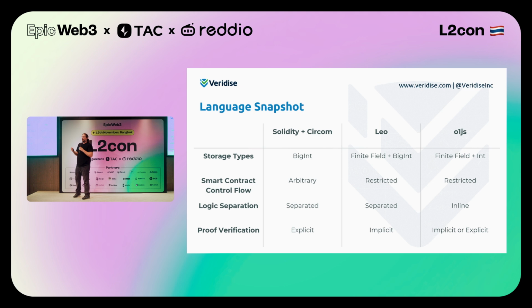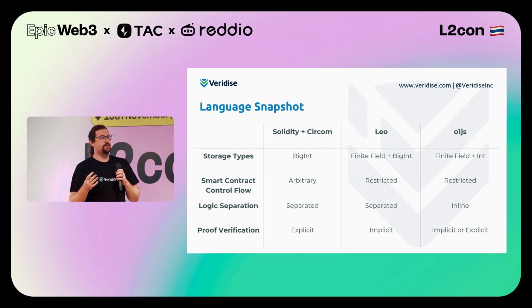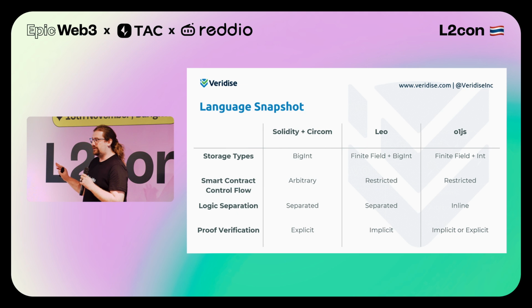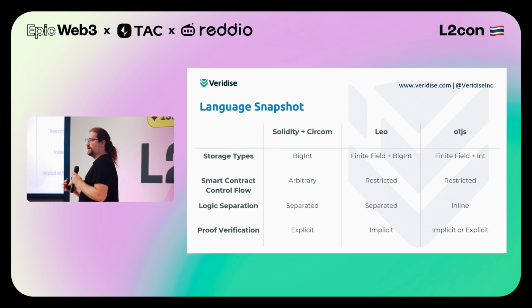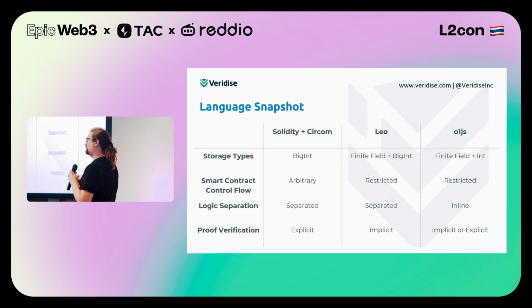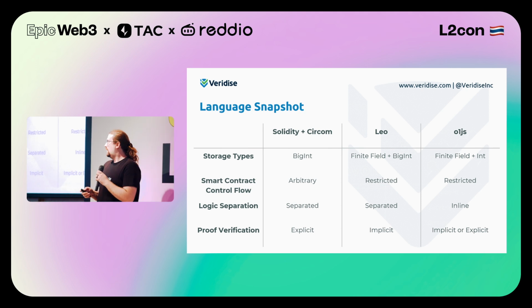If we look at control flow, Solidity obviously has arbitrary control flow in the smart contract, whereas things are typically restricted when you end up integrating ZK with a particular language. Leo has recently loosened their requirements where the smart contract portion of a Leo contract is no longer quite as restricted, but there are still some restrictions that you see in Leo.